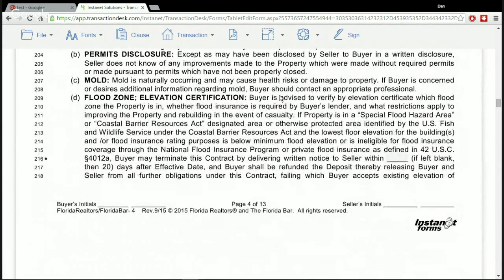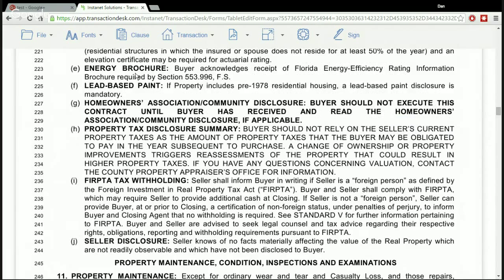Flood zone elevation certificate. If the borrower cannot get flood insurance within a certain amount, within 20 days of the effective date, the buyer can be refunded the deposit and cancel the contract. It's essentially what this big thing says. An energy brochure. We offer that in our packages. In fact, we have the buyer sign off on an energy brochure package. So it says, buyer acknowledged the receipt of this. So we make sure that they initial it. So they do it here and they initial it in the package. And you'll see that on another module.